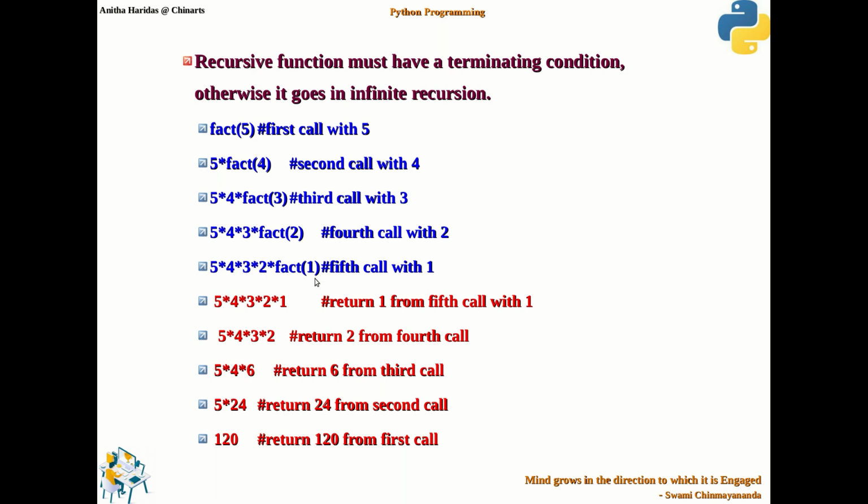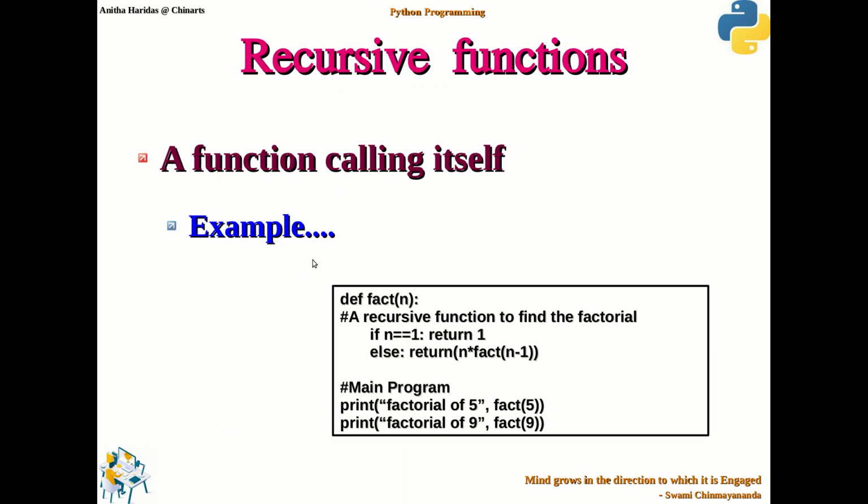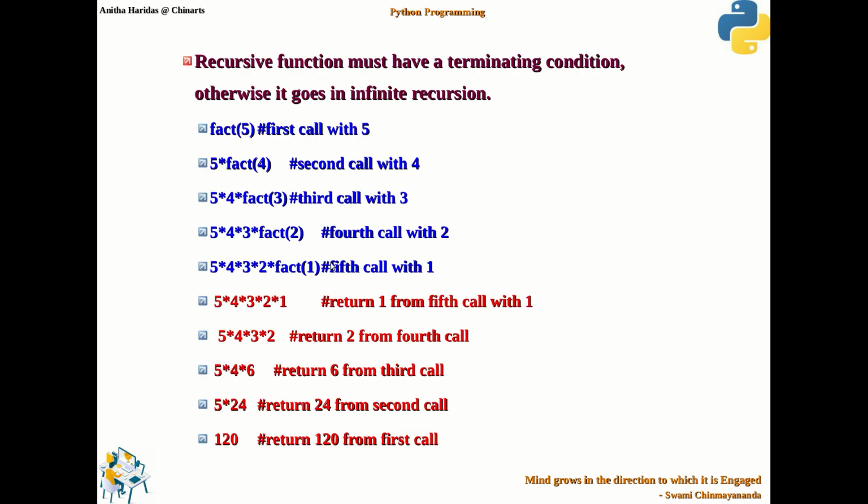So when it reaches factorial of 1, what does it do? 1 is equal to 1, so it is going to return 1. So factorial of 1 will be returning the value 1. Then 1 and 2 will be multiplied, 2 will be returned, 2 and 3 will be multiplied, 6 will be returned, and 6 and 4 will be multiplied, 24 will be returned, and 24 into 5 will give you 120. There it comes out of the recursive function. So this is how the recursive function works, provided you have a terminating condition. So this is very important.